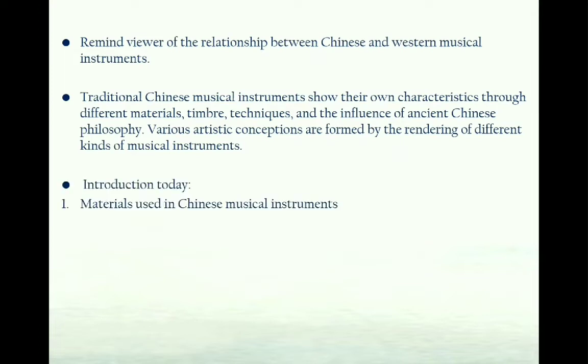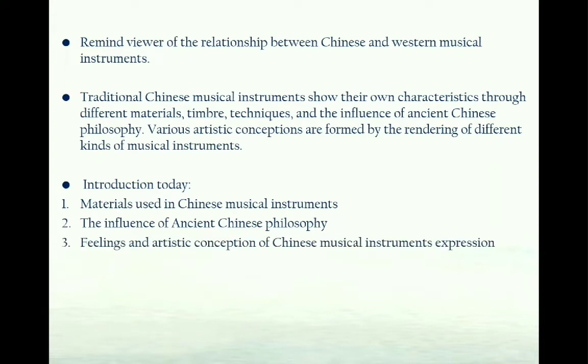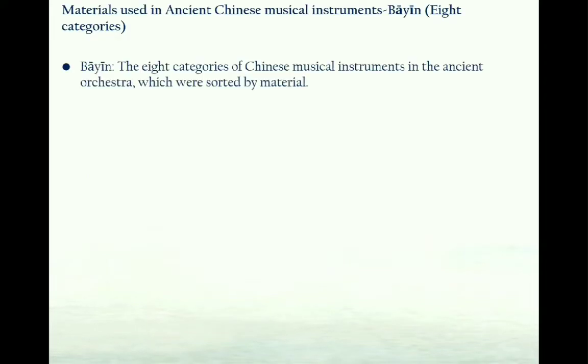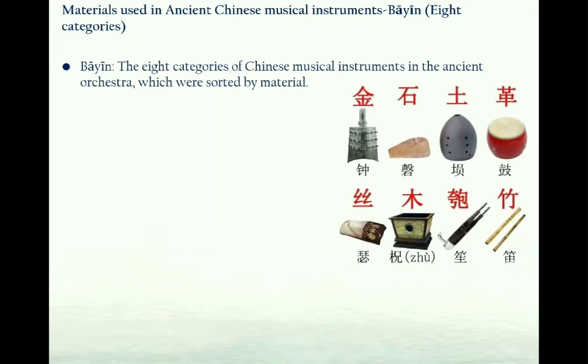So today I'm going to introduce materials used in Chinese musical instruments, the influence of ancient Chinese philosophy, and the feelings and artistic conception of Chinese musical instruments expression. 八音 refers to the 8 categories of Chinese musical instruments in the ancient orchestra, which was sorted by material. They were metal, stone, clay, leather, silk, wood, gourd, and bamboo.